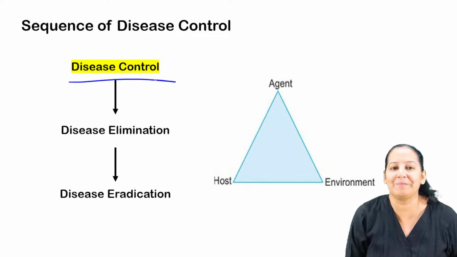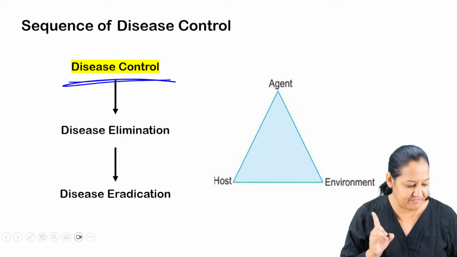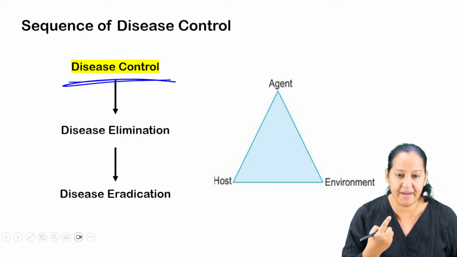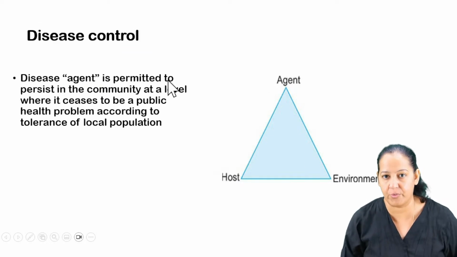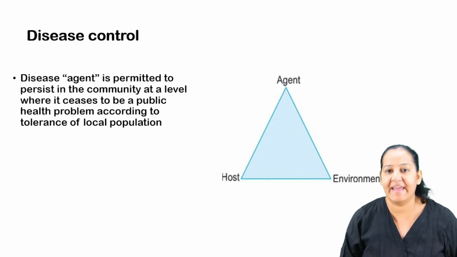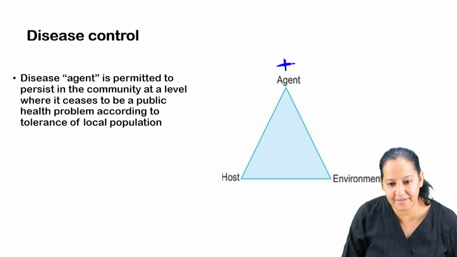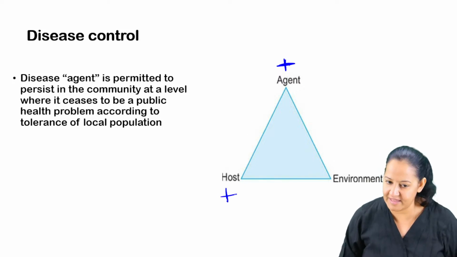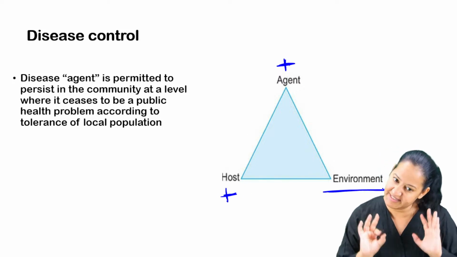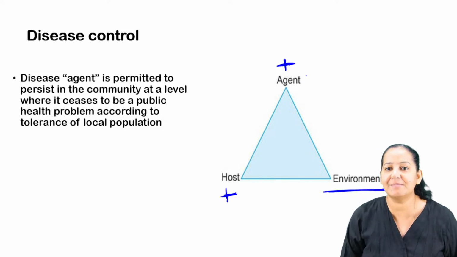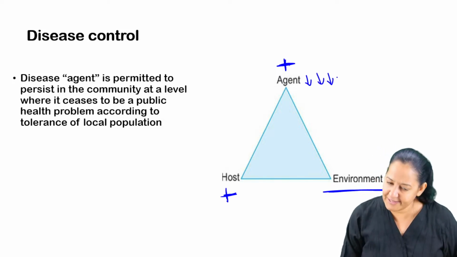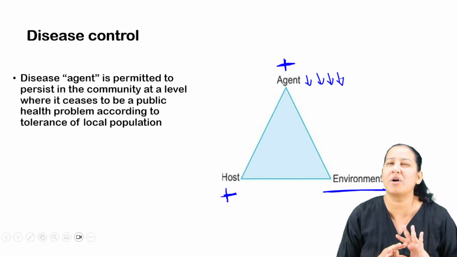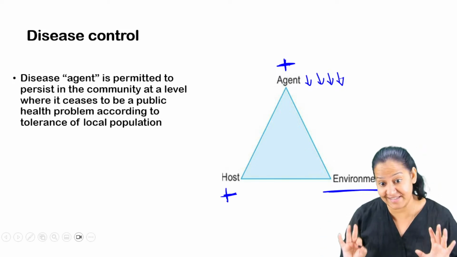Let's start with control. One by one. Please, everyone here. In control, please see, agent is present in the environment and host is also present in the environment. Both are present in the environment. Agent is there, host is there, but agent is present at a lower level. It is present at a very low level so that it is not a public health problem. So that is the disease under control.